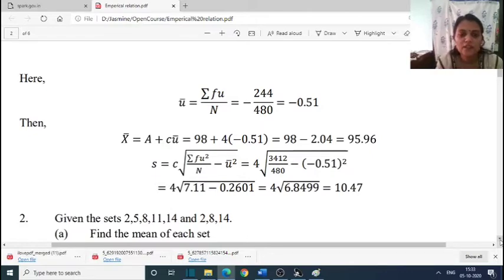Next we have to find the standard deviation S, which is equal to C into the square root of sigma Fu square by N minus U bar square, which is equal to 4 into the square root of 3412 by 480 minus 0.51 all squared, which is 4 into the square root of 7.11 minus 0.2601, which is 4 into the square root of 6.8499, which is equal to 10.47.